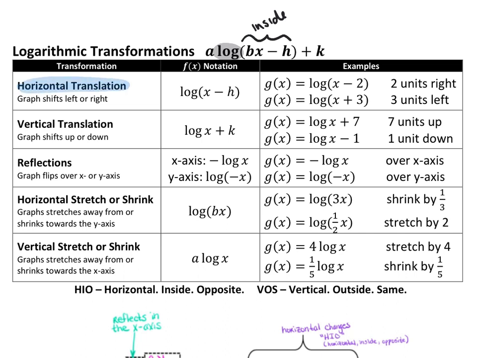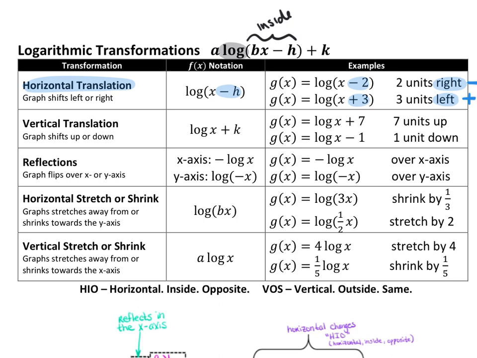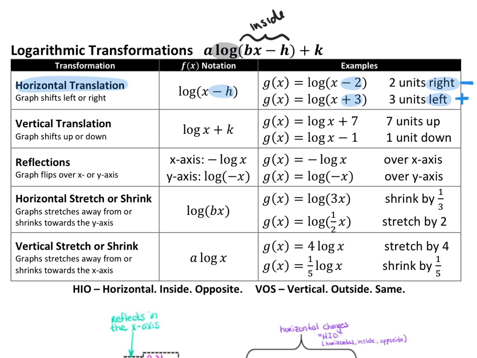Horizontal translations happen inside the function and go the opposite way, which means if we see -2, that's 2 units to the right. And if we see +3, that's 3 units to the left. So again, just like before, right is a minus sign, left is a plus sign. It's exactly what we did before. It's just a little bit simpler here because the inside is very obvious for us. Our vertical translations, again, are going to shift the logarithm graph up or down, but this is normal. Plus goes up, minus goes down.